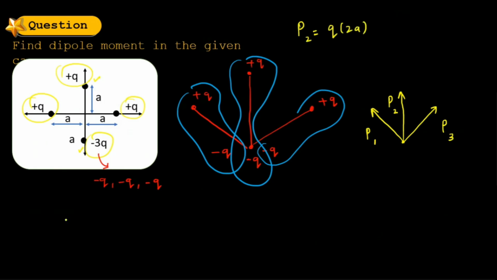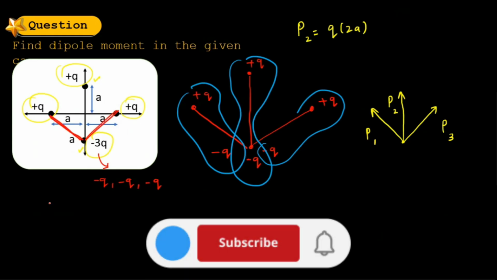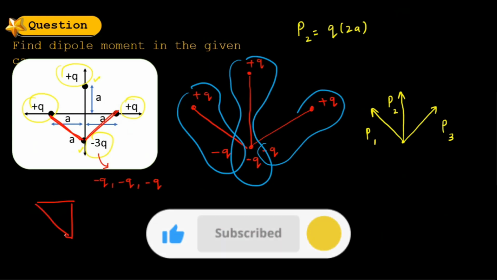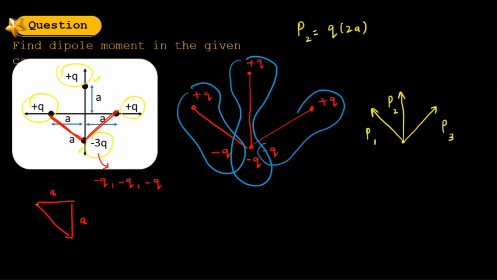But what about these two charges? What about the other two dipoles? Do they have the same distance? No, it is not going to be 2a. So the distance between these two charges is going to be different. And how can we find it out? By simply using the given information. As the distance between this and this is a, it is ultimately going to be root 2 times a. I have simply used the Pythagoras theorem, and it will give me the root 2a distance. So P1 must be equal to P3, which must be equal to Q times root 2a.